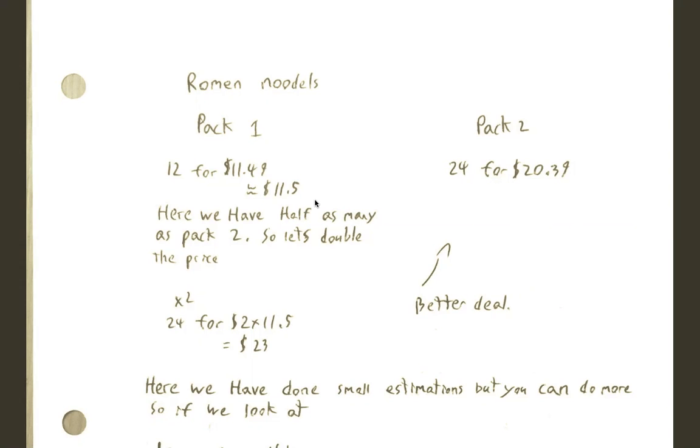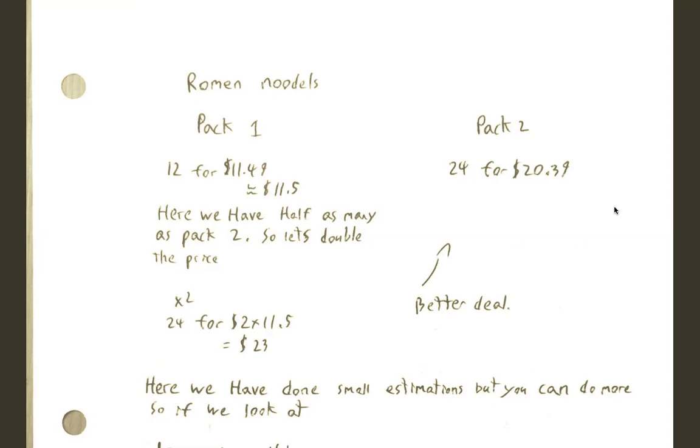It's going to give us 22. We just double it. And then the half times by 2, we just get 1. So we add 1 to 22, and we get $23. So we know that if we bought pack 1 twice, we get the same amount as pack 2, but it costs us like $2.50 more than pack 2, and we get the same amount. So we can see that pack 2 would be the better deal.